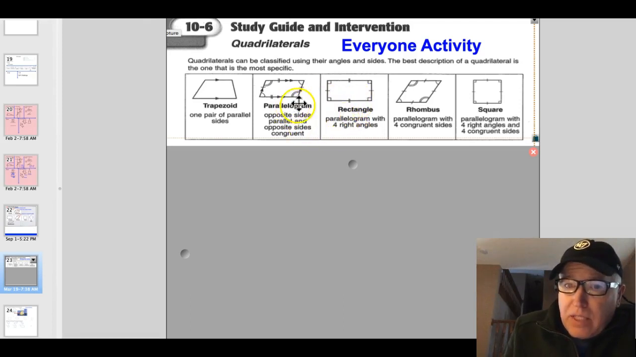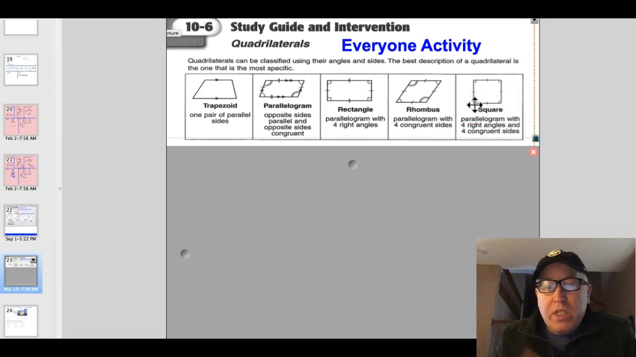A rectangle can be given the definition of a parallelogram, opposite sides parallel and congruent, a parallelogram with 4 right angles. See how that worked out? We're using the definition of a parallelogram for a rectangle because it is a parallelogram, but it has 4 right angles. A rhombus, again, we're going to use that definition for a parallelogram, opposite sides parallel and congruent. So it's just a parallelogram with 4 congruent sides. Notice, angles are not congruent, but the sides each have 1 little tick mark. So a rhombus is a parallelogram with congruent sides. And a square is a parallelogram with 4 right angles and 4 congruent sides.